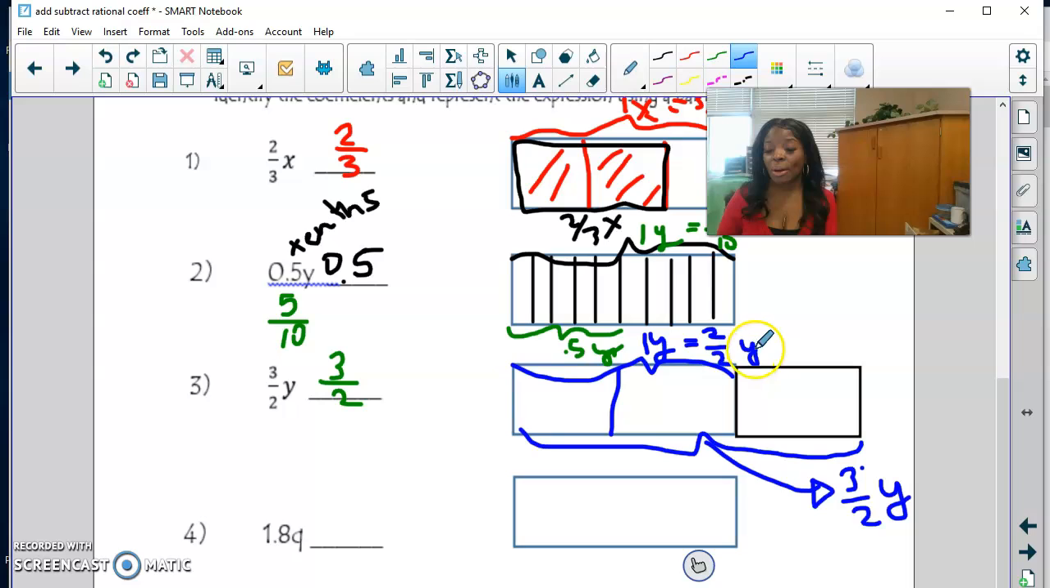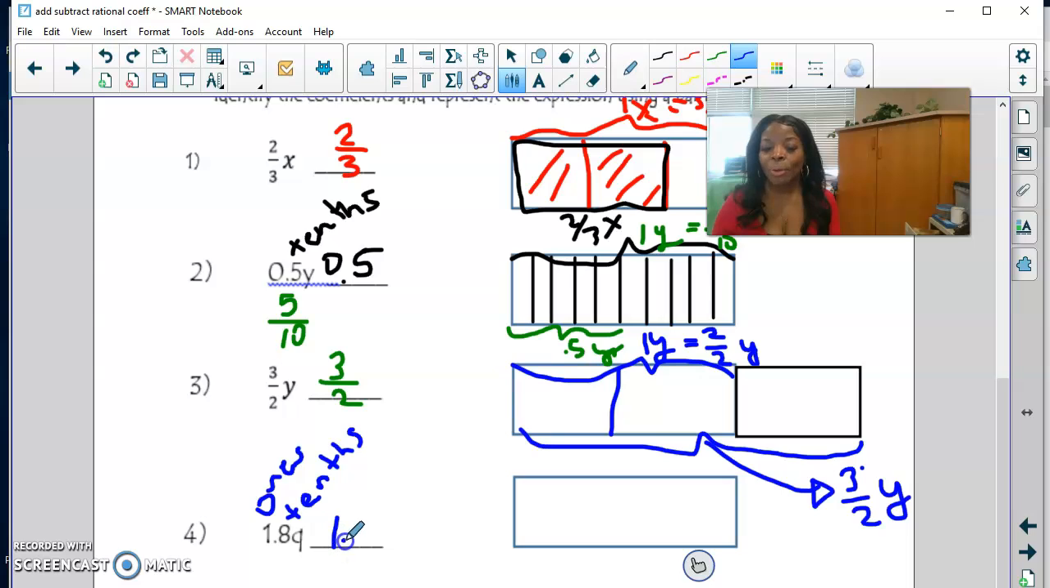Now yesterday I noticed some people weren't writing the variable, and we're doing algebra, so we always have to have our variables when they're there, okay? Next one. How do I say the next one? 1 and 8/10 cube. Excellent. So 1 whole, because the 1 is in the ones place, right? And 8 is in the tenths place. So this is 1 and 8/10 cube. Okay. And what's the coefficient?